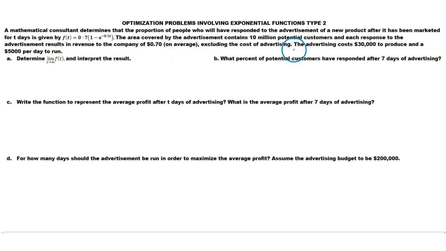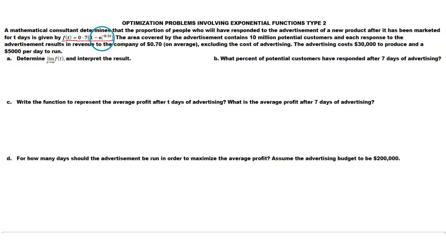So this is just the revenue. The advertising costs are $30,000 to produce the advertisement and $5,000 per day to run it. Now, what does this question mean? You are given a proportion of people who will respond to the advertisement. Let's say an advertisement hoarding is put in a particular city, and this equation represents how many people would respond to the advertisement.